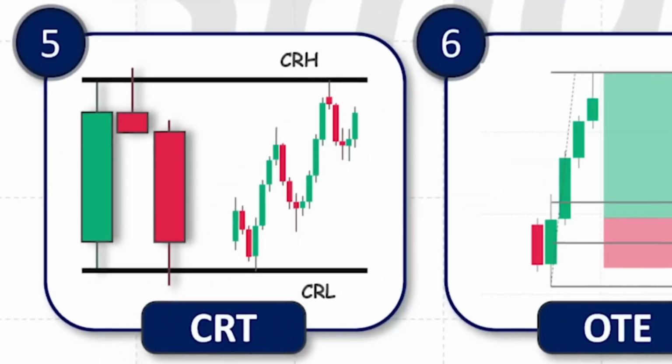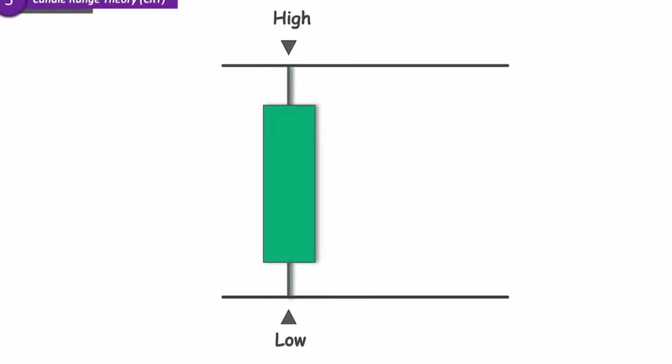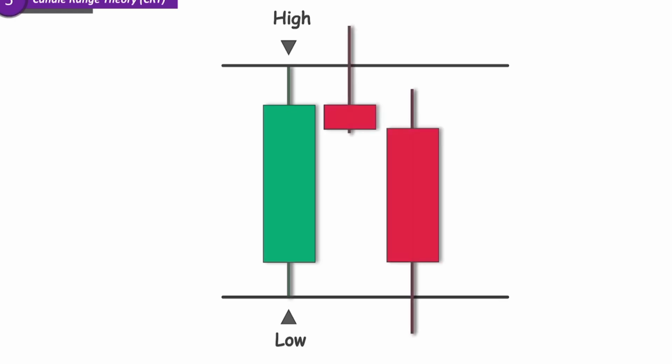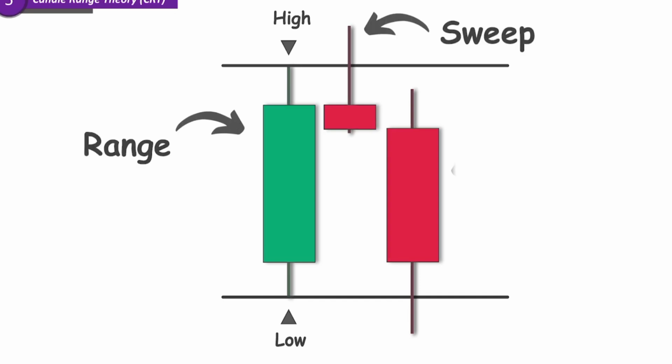Number 5. Candle range theory. Candle range theory, or CRT, is a trading concept that focuses on the price range, high to low, of a single candlestick on the chart. The typical concept of this strategy usually involves 3 candles, and each candle has its own important role. The first candle defines the range. The second candle creates the sweep. The third candle provides the entry. Let's break this down step by step as a concept.